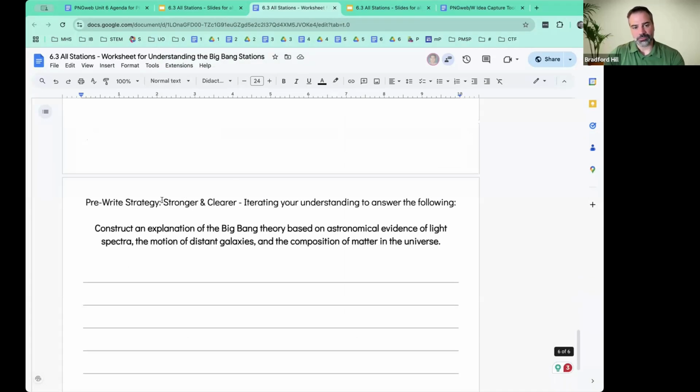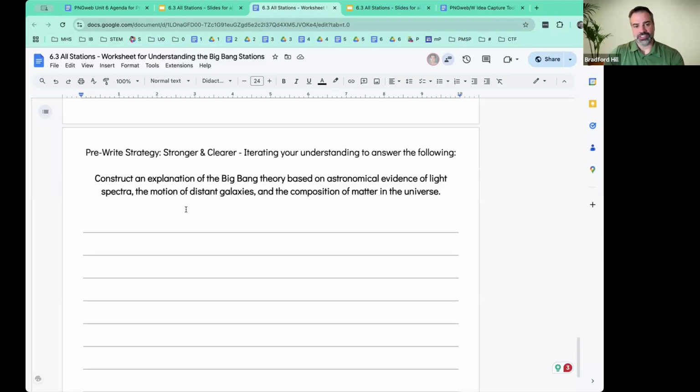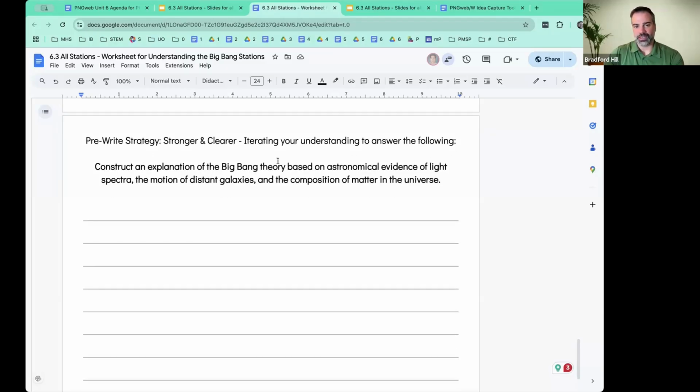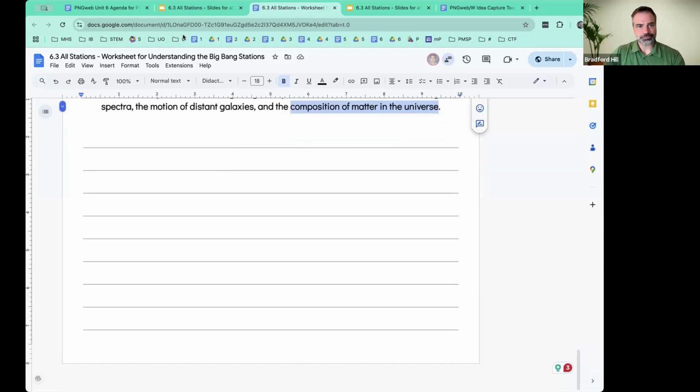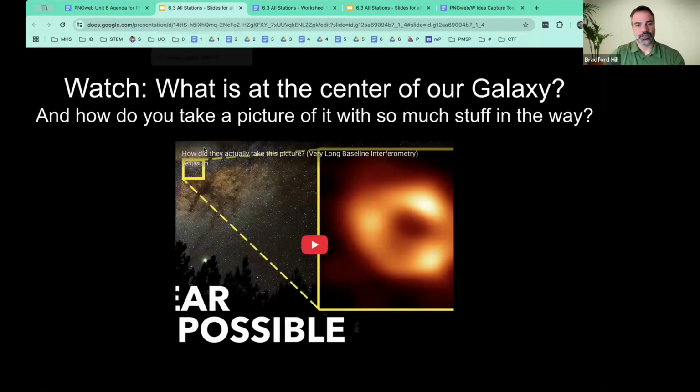Okay, just to bring some closure to this, where all of this is around constructing an explanation of the Big Bang Theory based on astronomical evidence of light. That's the redshift, the motion of distant galaxies, that's the expanding universe; that type 1 supernovae are dim, and it perfectly correlates with the redshift; and then the composition of matter, that there's that 3-to-1 ratio of hydrogen to helium, and microscopic amounts of lithium and other things. All right, so those are the 3 big ones, and hopefully you see those stations get students pretty ready for it.